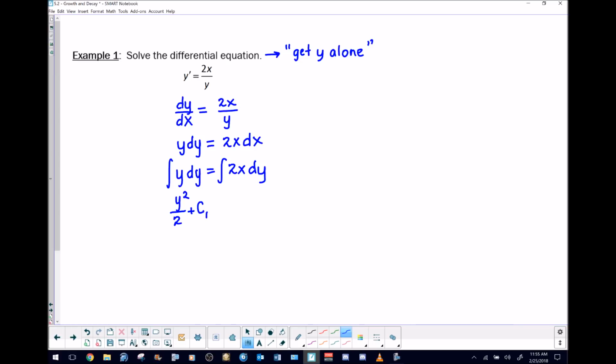And if I do the same thing to the right side, if we integrate 2x, I would get x squared. I'll throw another constant on the right side. Now you'll notice that I did put subscripts with my two constants because we cannot assume under any circumstances that they're the same. They could be, but we don't know that. And quite often, they're probably not going to be.